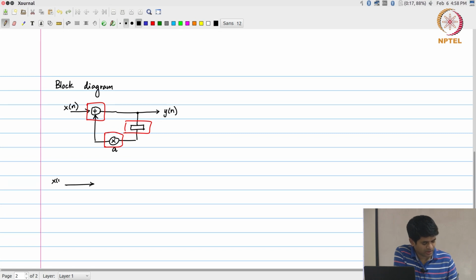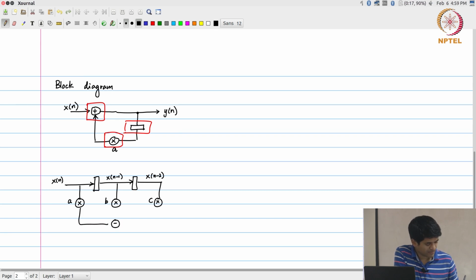I would have my input x of n. I need some kind of hardware that will generate two delayed samples. I am essentially looking at it as a shift register, so that what I have over here will be x of n minus 1, and what I have here will be x of n minus 2. Multiply each of them by the corresponding coefficients, this one by a, this one by b, and this one by c, and add, to get y of n at the output.